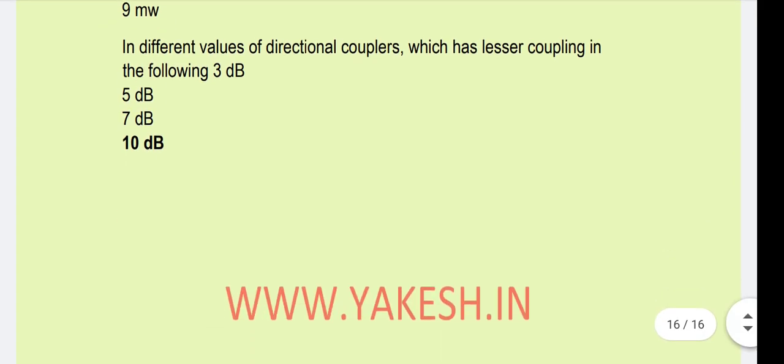Next question. Of the different values of directional coupler, which has lesser coupling, the following 3 decibel. Option D is the correct answer, 10 decibels.